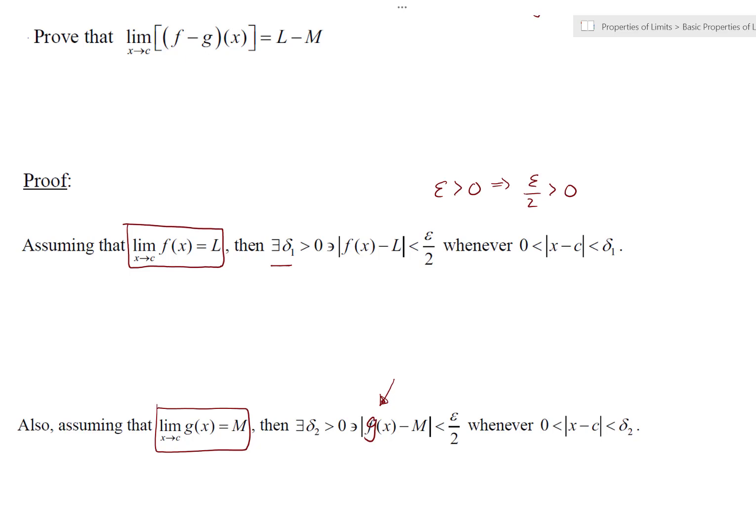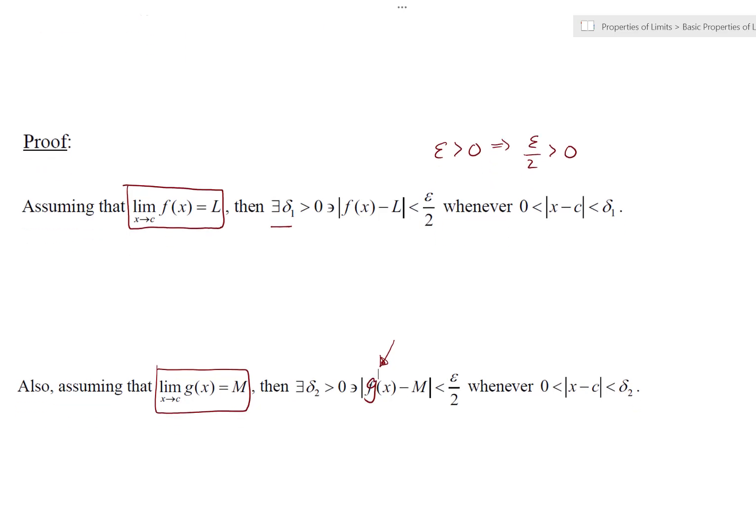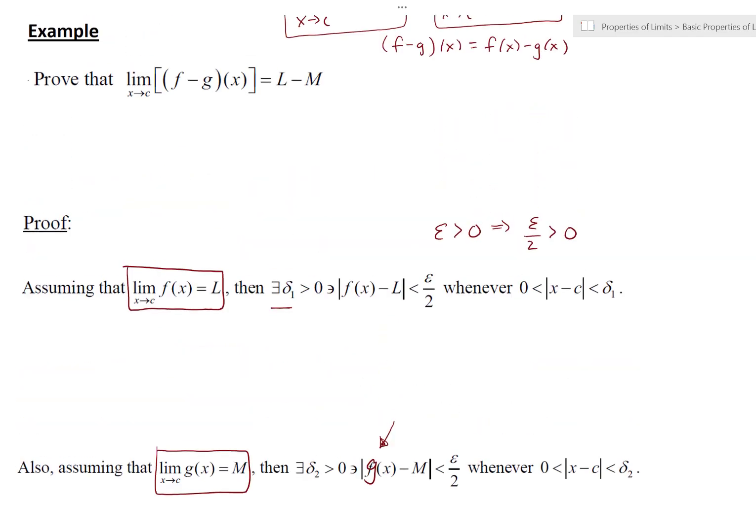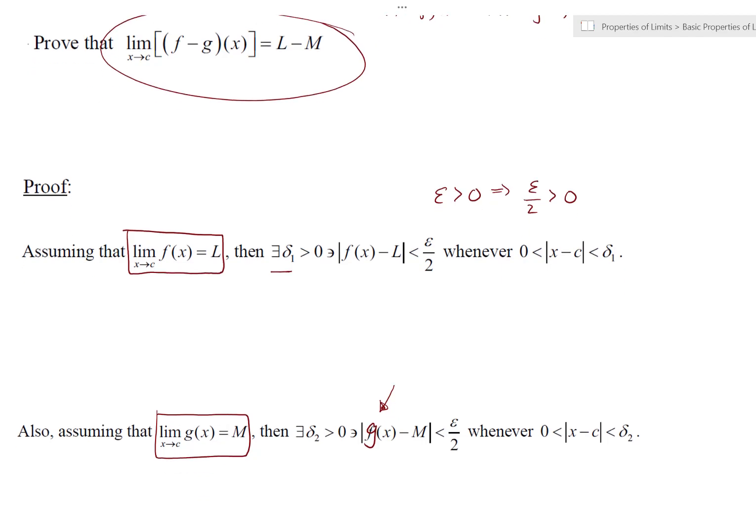So we set up the two limits that we're assuming exist, f and g as x goes to c, and we've written them out with respective deltas and epsilon satisfying the definition. Now what we need to show is that, under these two assumptions, the difference property is true. So let's go and try to attack that.